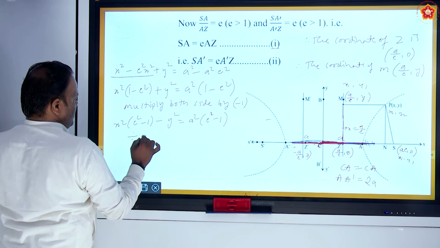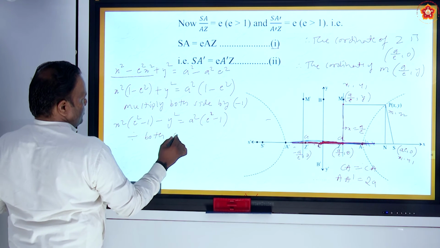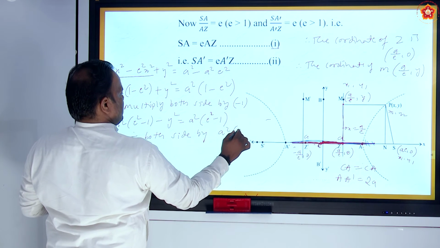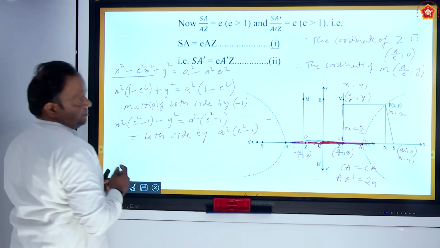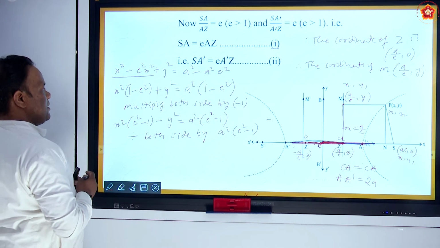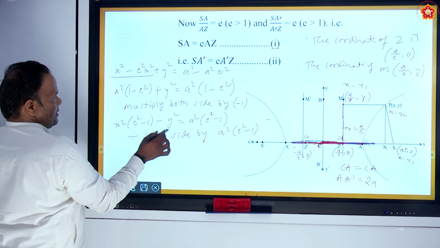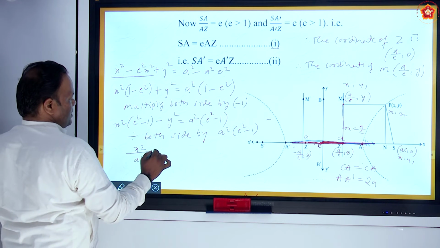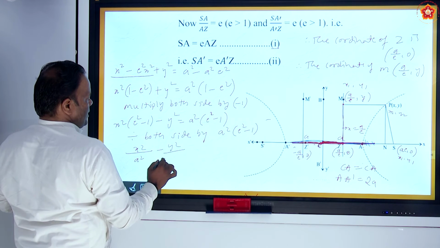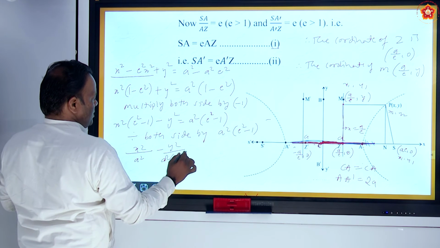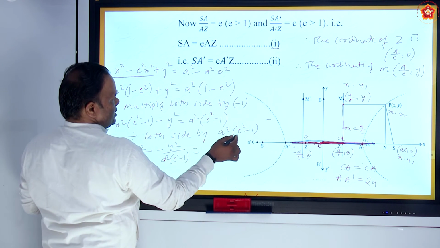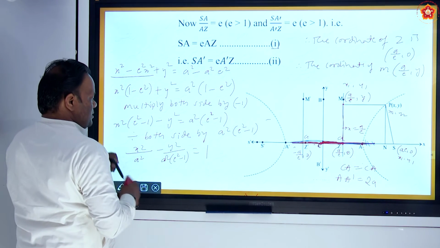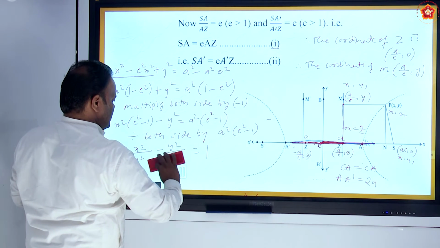Now dividing both sides by a square into e square minus 1. What happened here? If you divide here, e square minus 1 gets cancelled, remaining x square by a square minus y square divided by a square into e square minus 1. A square into e square minus 1 divided by e square minus 1 is nothing but 1. Here 1 remains.